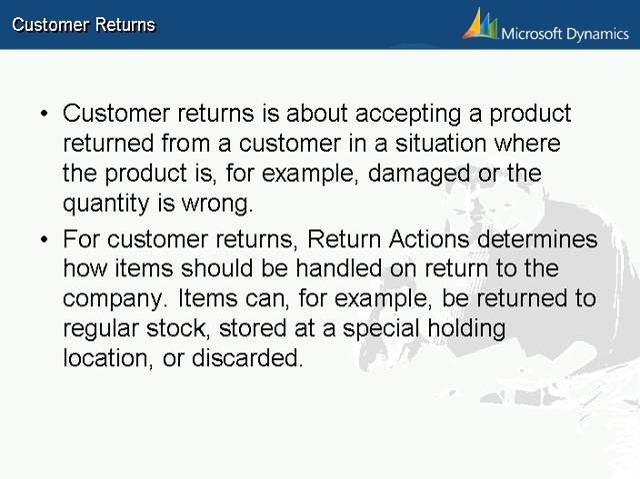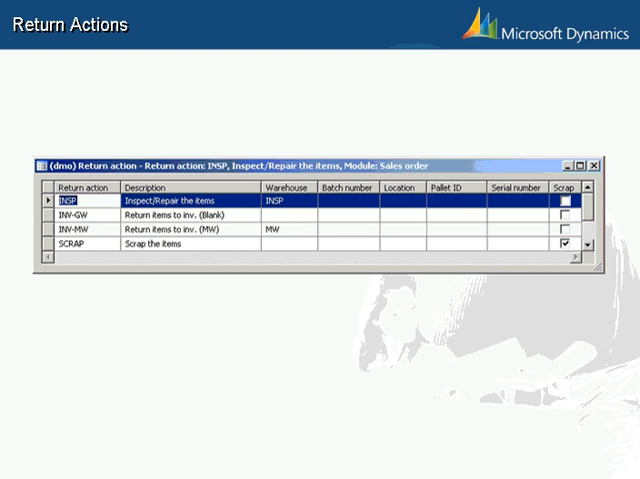The return action, a customer return, is about accepting a product return from a customer in a situation where the product is, for example, damaged or the quantity is wrong. For customer returns, a return action determines how items should be handled on return to the company. Items can, for example, be returned to regular stock, stored at a special holding location, or discarded.